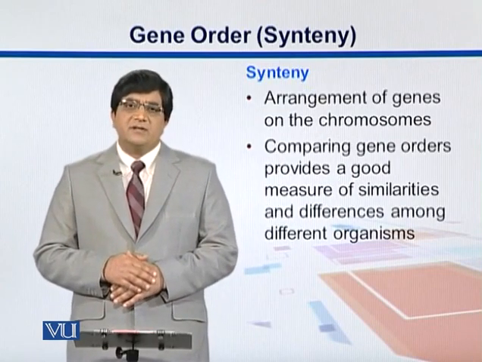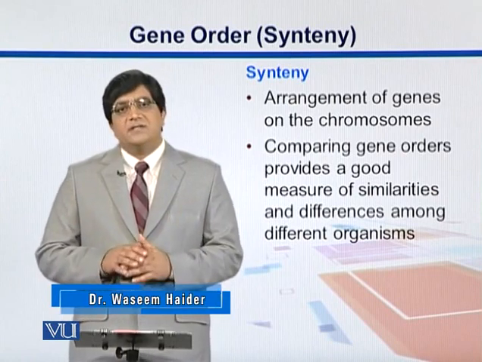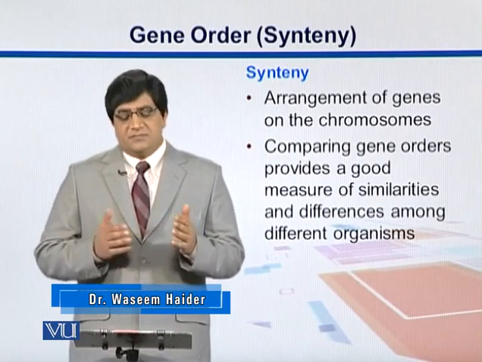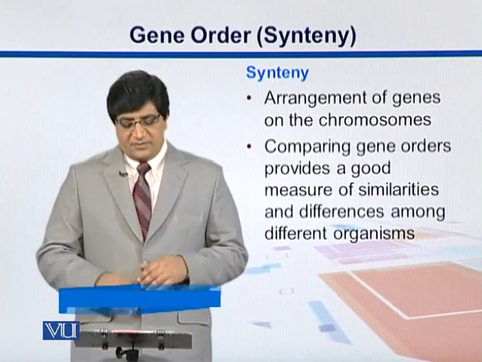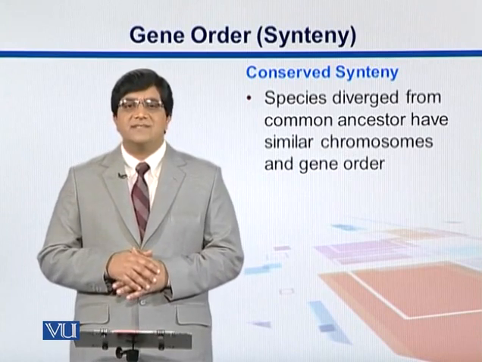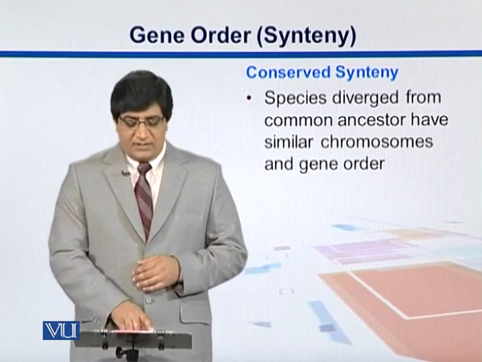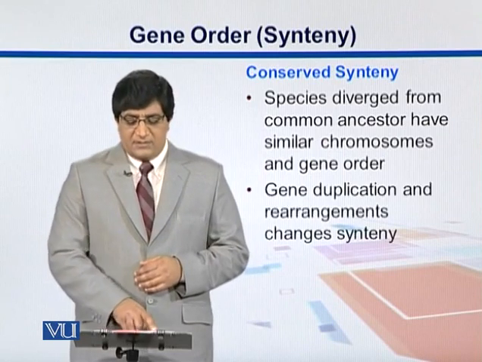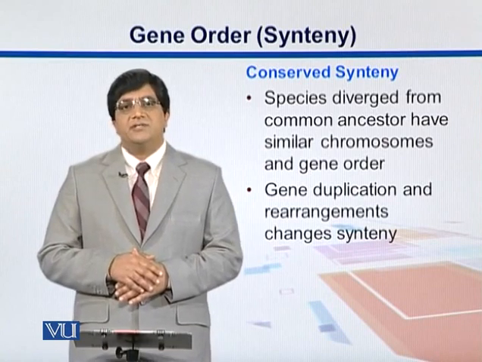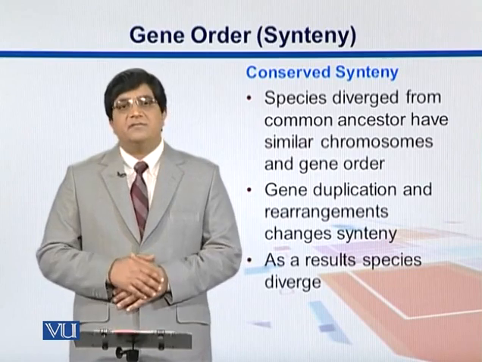Synteny is the arrangement of genes on the chromosomes, and comparing synteny or the gene order between different species tells us about the distances among different organisms. Species diverge from common ancestors. They are supposed to have similar syntenies or gene orders, whereas we believe that gene duplication events change the gene orders, and as a result species diverge.